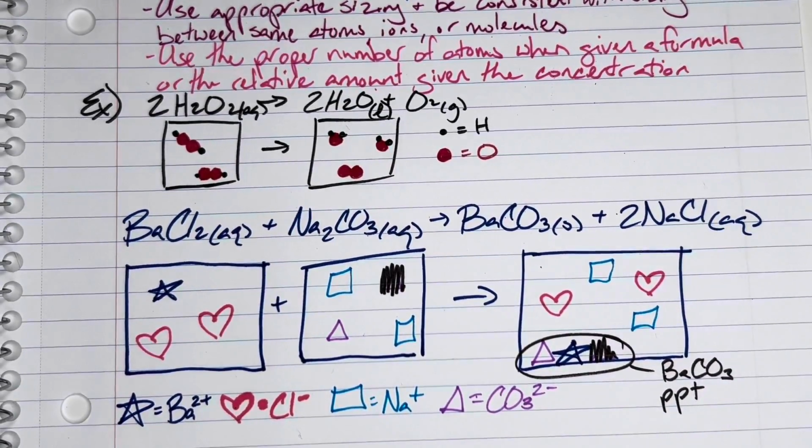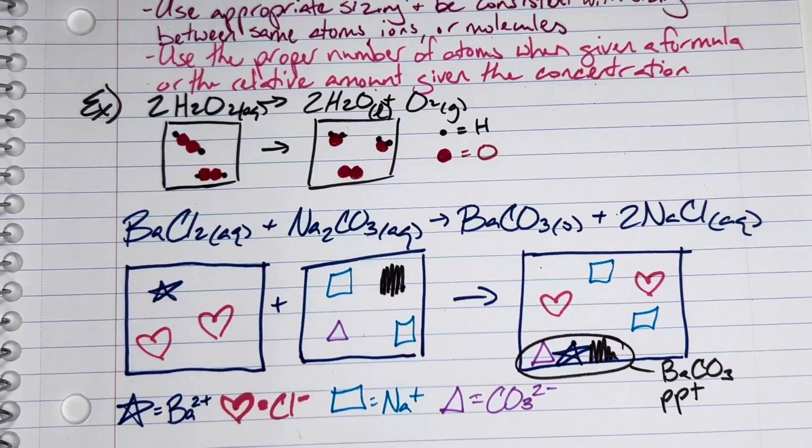Again, I apologize for making a mistake in my original diagram, but it's corrected now, and this is an effective particulate diagram now. Again, the barium carbonate is a precipitate, and so it should be at the bottom.